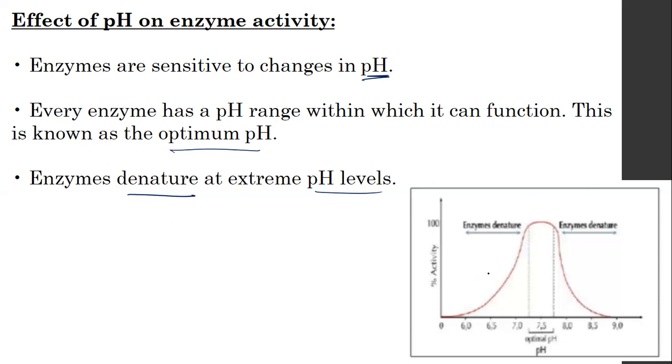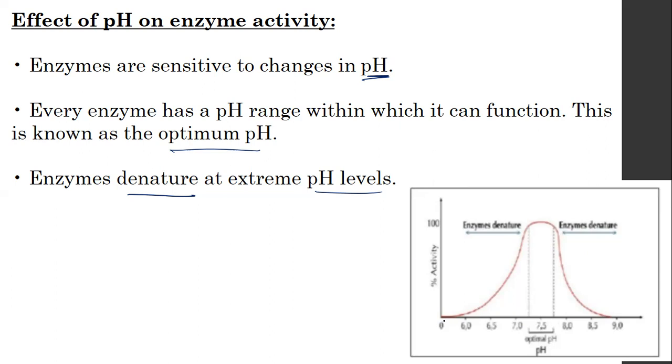So here again, we have the presentation of the graph, percentage activity against the pH. Once more, we know that pH ranges from 0 to 14, basically. So we can see that the optimum pH is between 7 and 8, between 7.5 and 7.9, somewhere over there. That's when we're talking about the optimum pH at which enzymes can function best. Okay, so that's how it works.